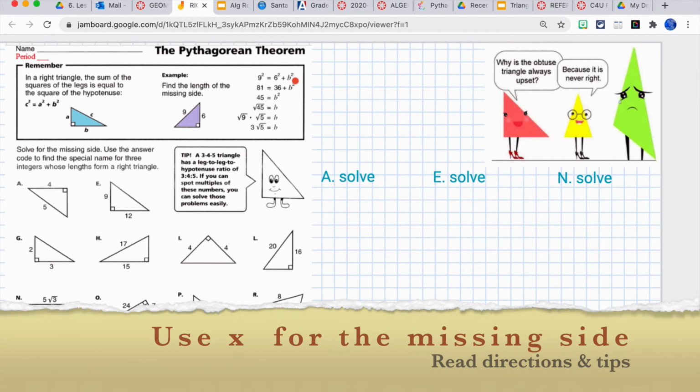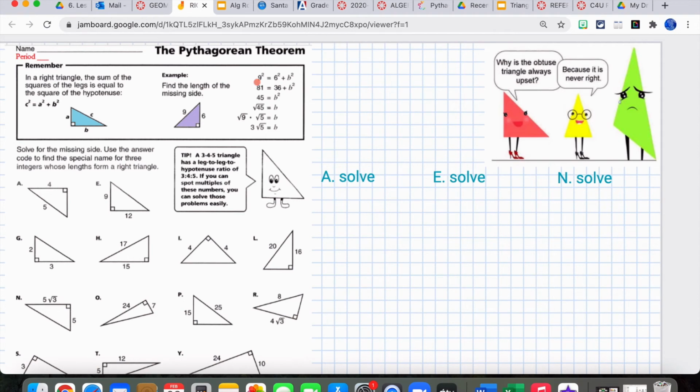I strongly recommend using the letter X as the variable for the missing side that we're looking for. Why? Because you can see the letter B can be easily mistaken for 6. And when that happens, when we misread our own handwriting, you're going to end up with something strange, which is going to be confusing. We are going to simplify this top equation here. We get 9 squared, which is 9 times 9, 81. 6 squared, 6 times 6, 36. The variable, we just bring it down, B squared.